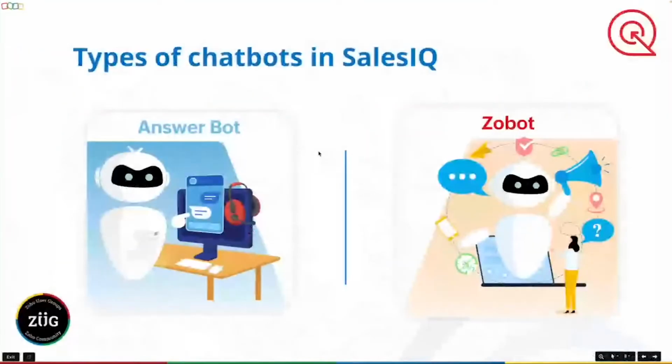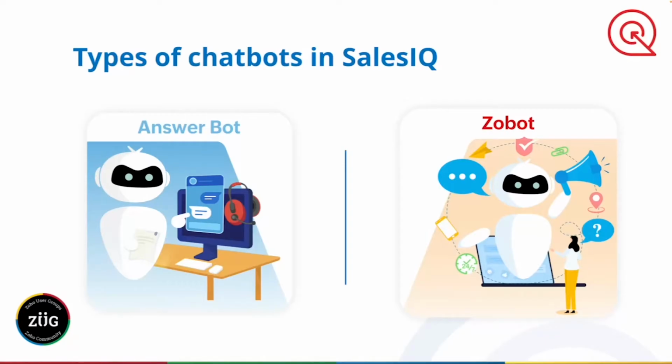Now that we know what a chatbot is and why businesses need chatbots, let's talk about the types of chatbots. We have two types of chatbots. One is Answer Bot and the other one is Zobot. To put these bots in one sentence, Answer Bot can be used as a support executive. When your visitor asks the Answer Bot a question, it replies with an article or a FAQ from your knowledge base.